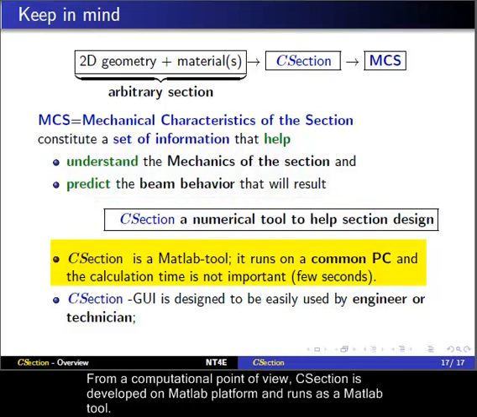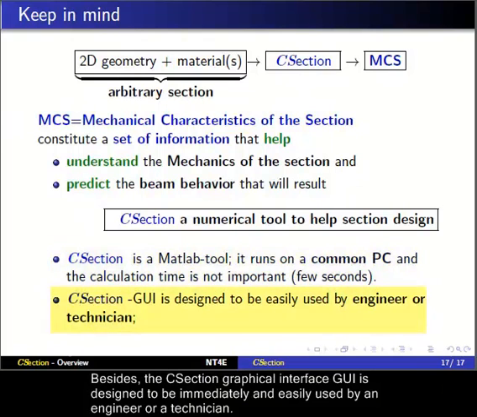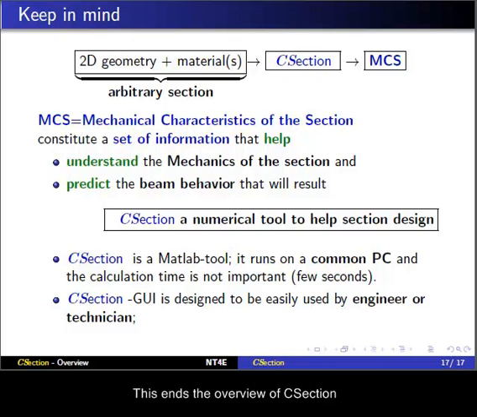From a computational point of view, C-section is developed on Matlab platform and runs as a Matlab tool. On a common PC, the complete treatment of a section needs usually a few seconds. Besides, the C-section graphical interface is designed to be immediately and easily used by an engineer or a technician. Finally, we must emphasize that using C-section doesn't require particular theoretical or numerical knowledge, apart from the usual knowledge on sections and beams. This ends the overview of C-section.